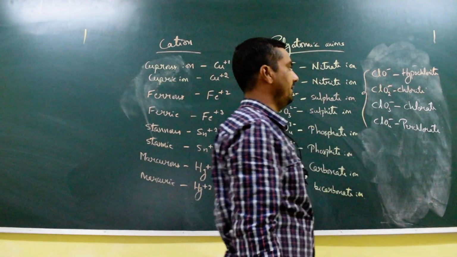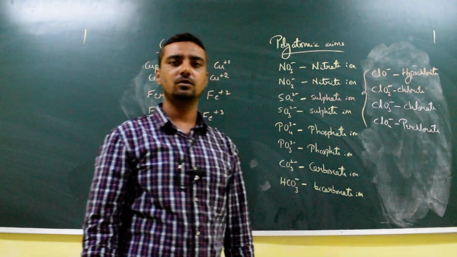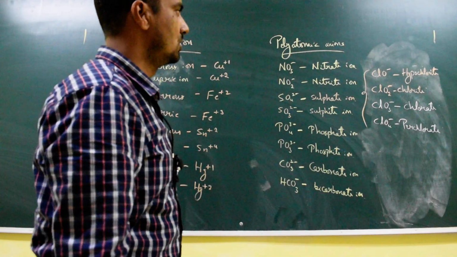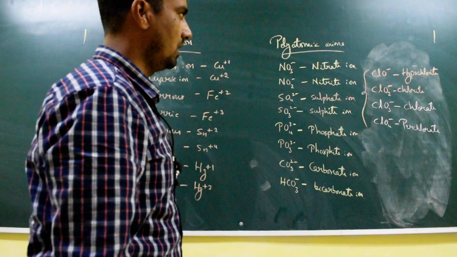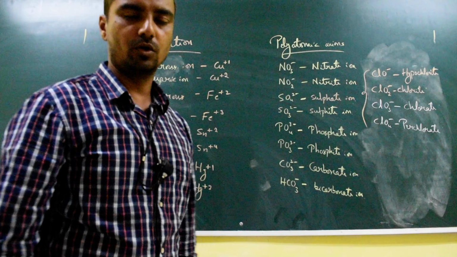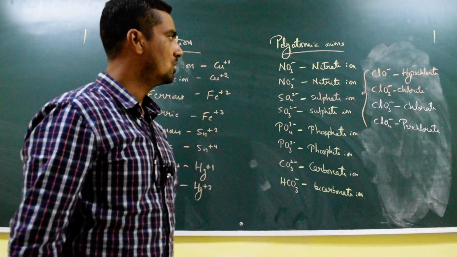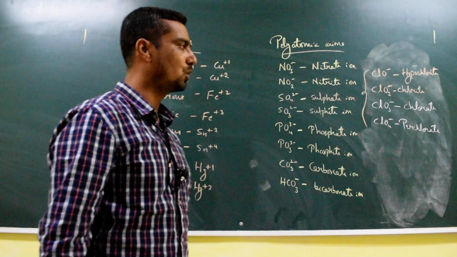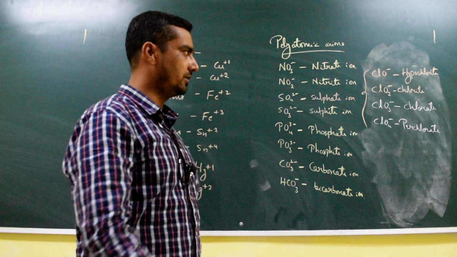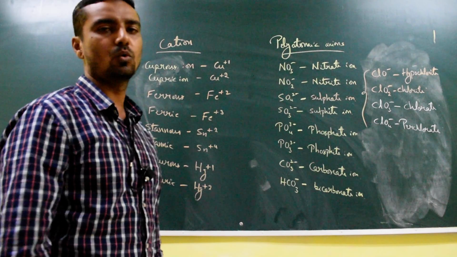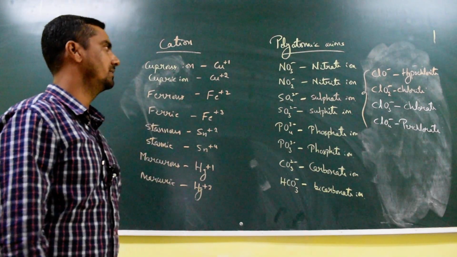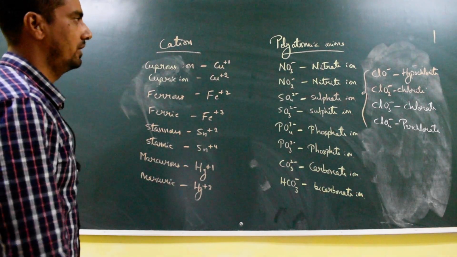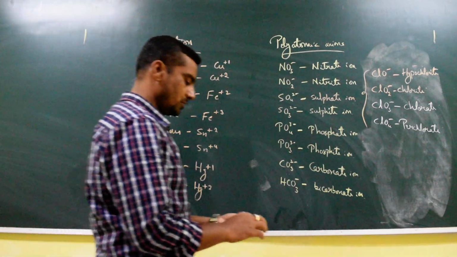These are polyatomic anions. They are also very important. We start with the first one, ClO minus, that is hypochlorite. If one oxygen atom increases, it becomes chlorite. If again one oxygen atom increases, it becomes chlorate. If again one oxygen atom increases, it is perchlorate. These are the polyatomic anions.